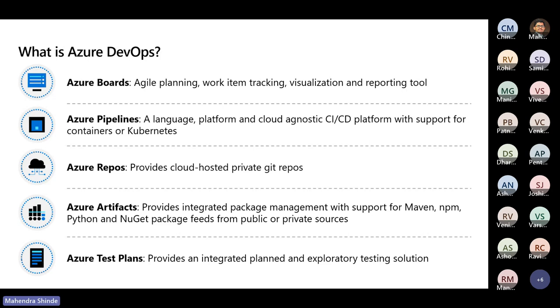The fourth component that we have is Azure Artifacts, which allows you to integrate with package management systems like Maven, NPM, Python, NuGet, etc. So that your developers will download dependencies from Azure Artifacts and not from Maven Central or the NuGet repository on the internet. Okay. And then the fifth one, Test Plans, an integrated testing environment.